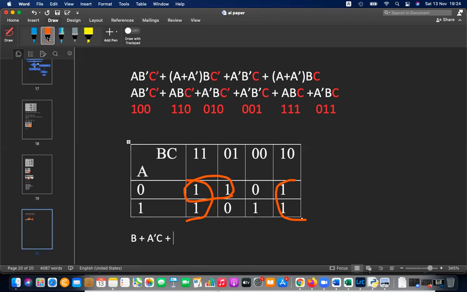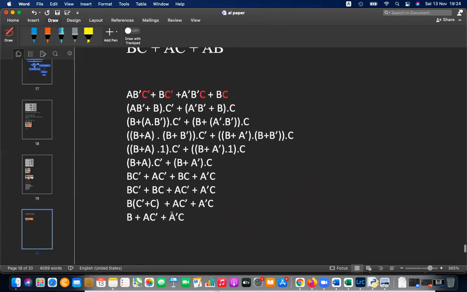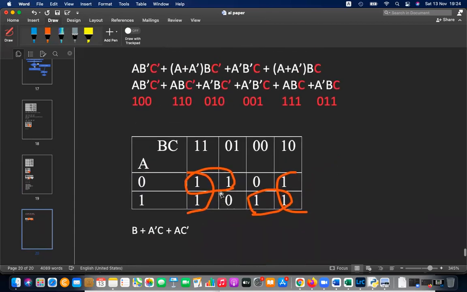The next group is these 2. For these 2, A is 1, C remains 0, here C is 0. So this is how you obtain the answer for the question using K-maps. Whatever easy method you can use: either you can use this one, which you need to know the laws for, or you can use this one, which you can do easily by drawing the K-map. Whatever method is acceptable.